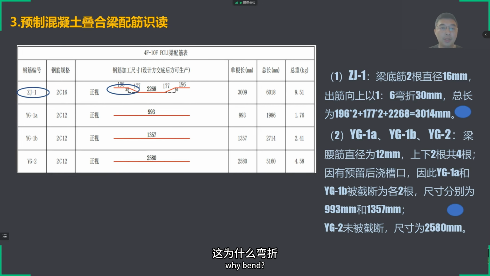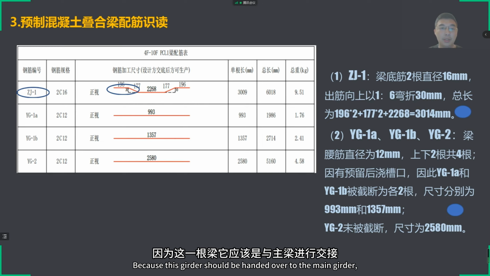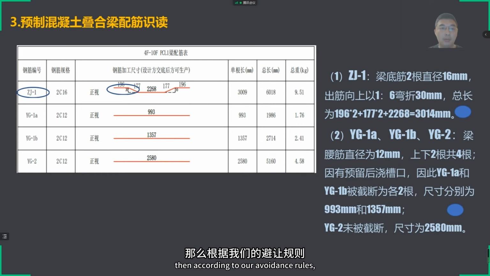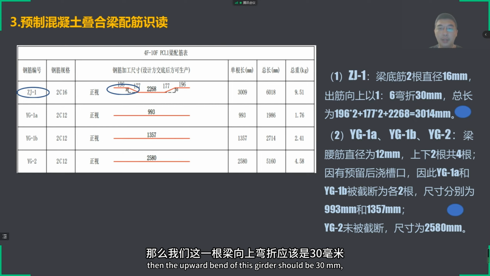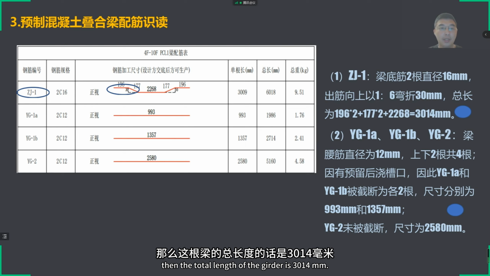Why bend? Because this girder should be handed over to the main girder. Then, according to our avoidance rules, when the primary and secondary girders are handed over, the reinforcement avoidance should be the secondary girder. Then the upward bend of this girder should be 30 millimeters. Then the total length of the girder is 3014 millimeters.